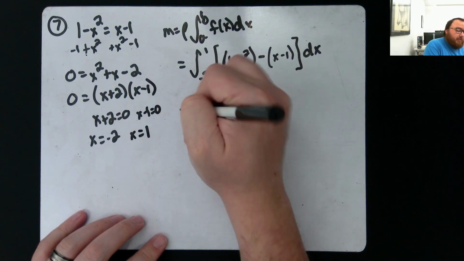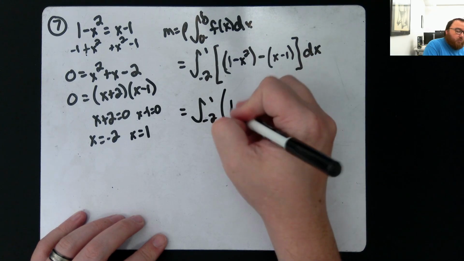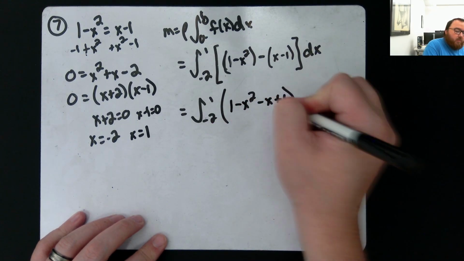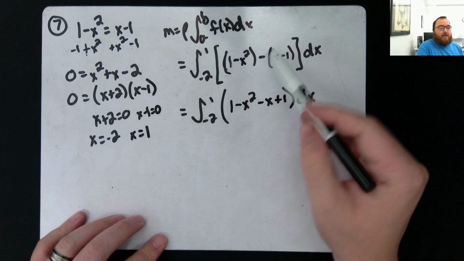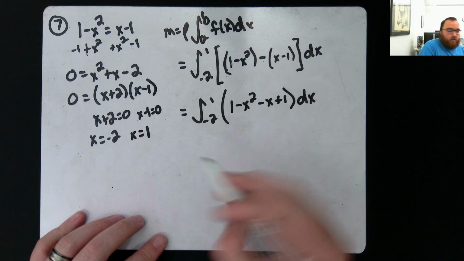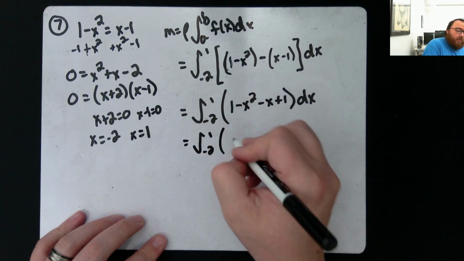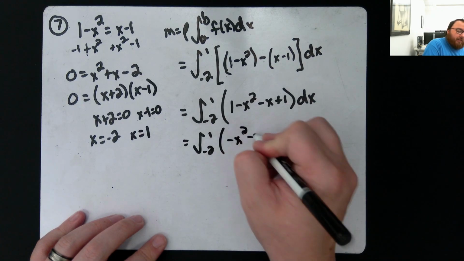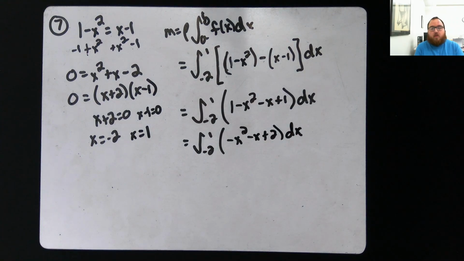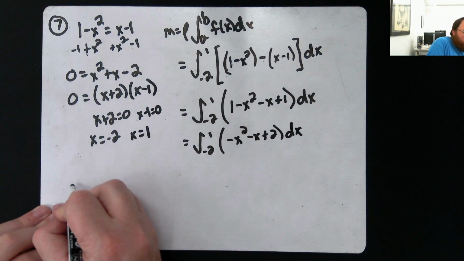Let's simplify that by combining like terms. First things first, 1 minus x squared. Distribute my negative. Remember, it's going to be negative x, which would make this positive 1. Combine like terms. Negative x squared minus x. 1 plus 1 is 2. Then find the antiderivative.